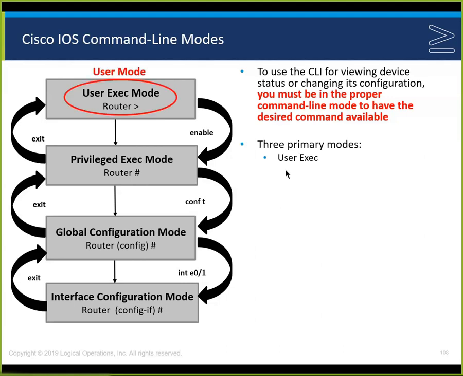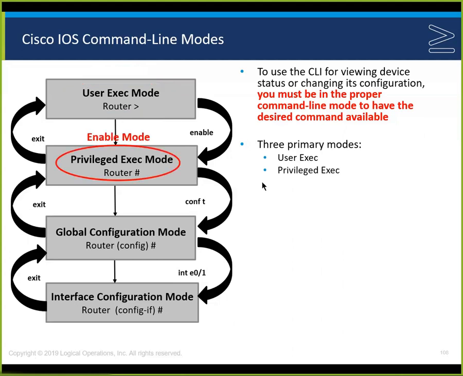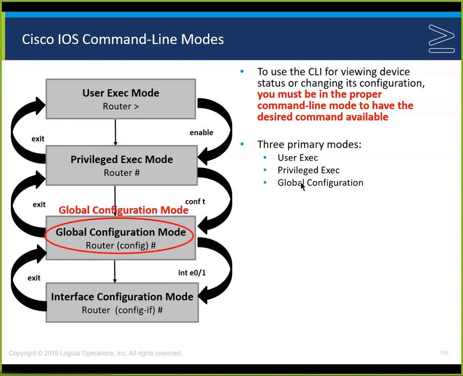The three primary are user exec with the greater than symbol. You can't do a whole lot here. The privilege exec with the pound sign, and each of these routers, that's the name of the device, with the pound sign, privilege exec mode. Privilege should be a tip-off that, yeah, this is a much more powerful mode.